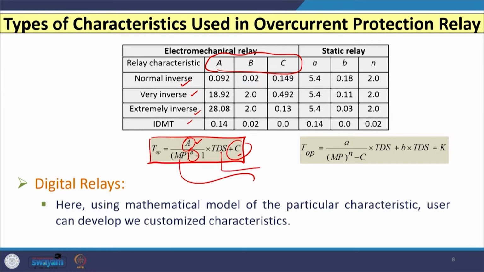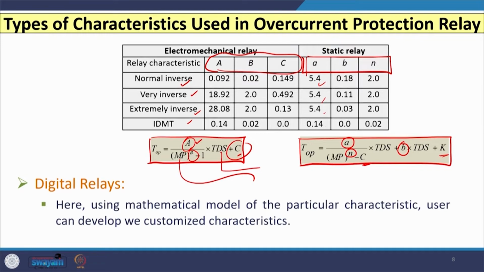Similarly, if I use a static relay, then to calculate the time of operation of the relay, we will use this equation in which small a, small n and small b are constants, and these constants are different for different characteristics. You can see here the value of k and the value of c are also different, but we can keep them constant in this case.